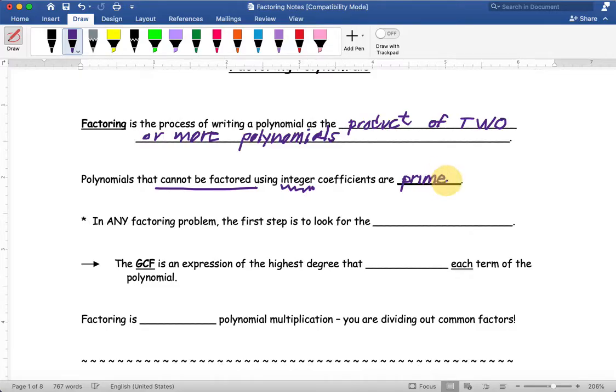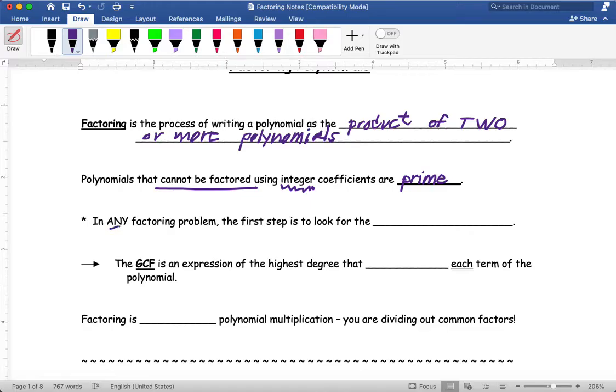Like you're familiar with prime numbers. 5 is a prime number. Why? Because it can't be broken down into anything else except for 1 times 5. So a prime number is divisible by itself and 1 only. And so we can't break it down anymore. We can't divide it by anything else. And since factor means divide, if we have a polynomial that we can't break down anymore, then we say it's prime. It's down to its lowest form.